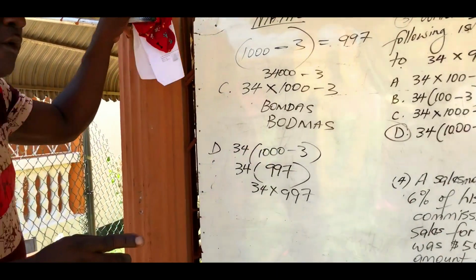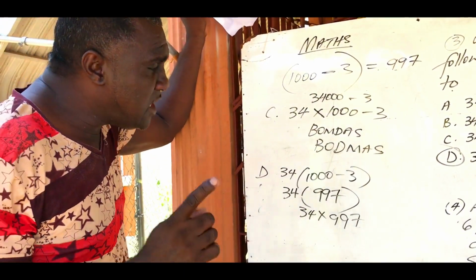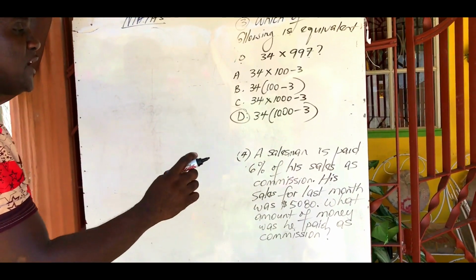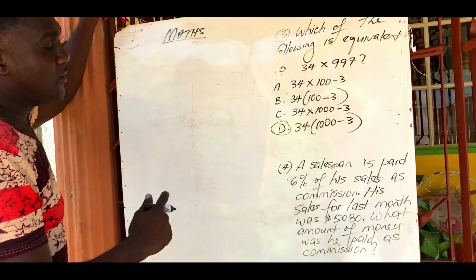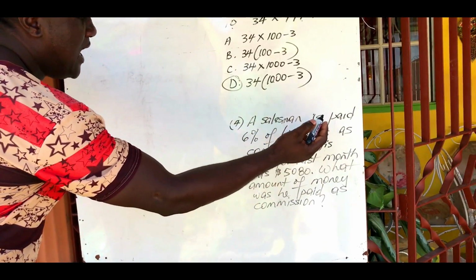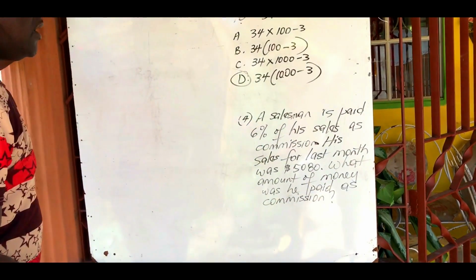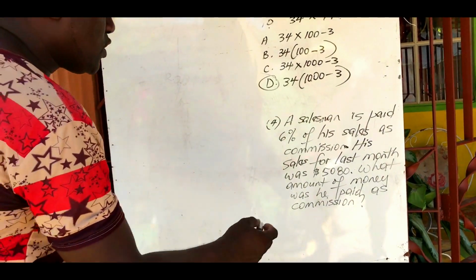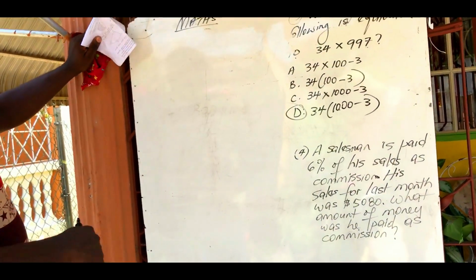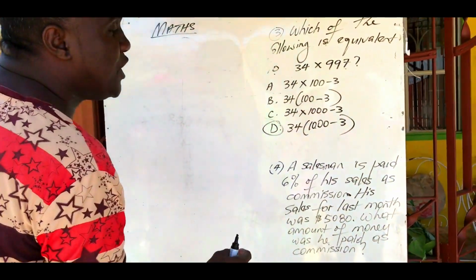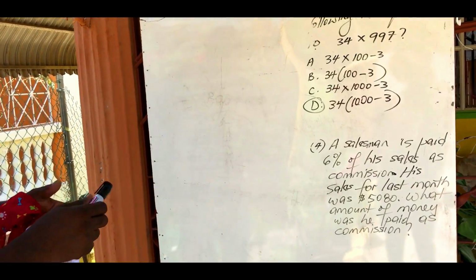Now remember, you have to work speedily, accurately, and meticulously when doing the multiple choice. Number 4. When doing multiple choice, ensure that you read the question very carefully. A salesman is paid 6% of his sales as commission. His sales for last month was $5,080. What amount of money was he paid as commission? So read the question fast. However, pay attention to important details or important concepts. So watch this.